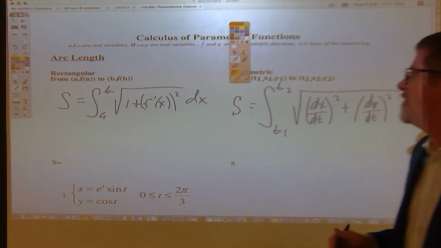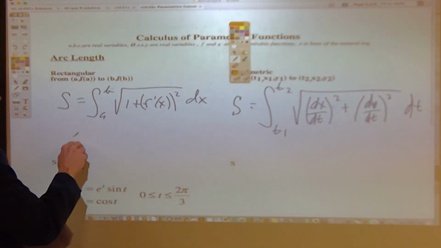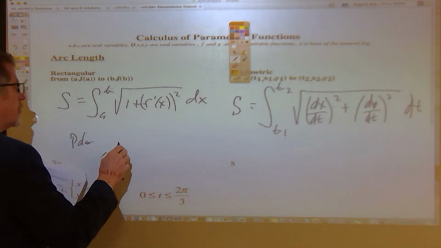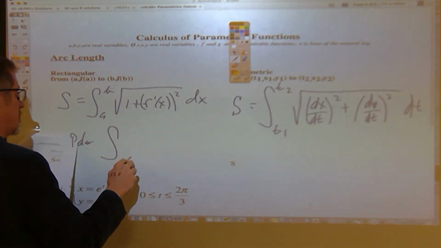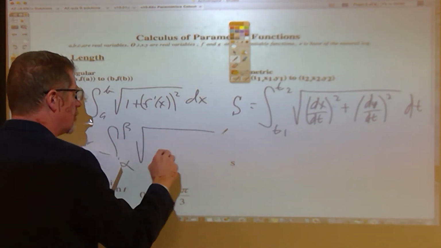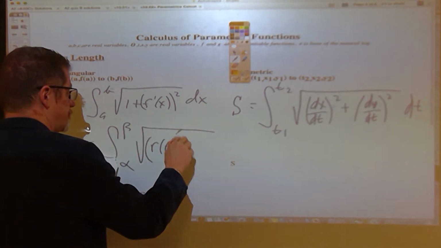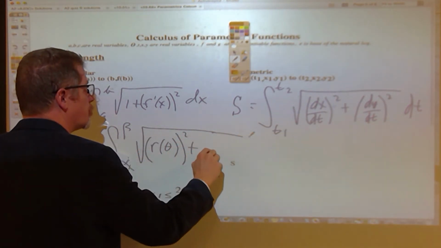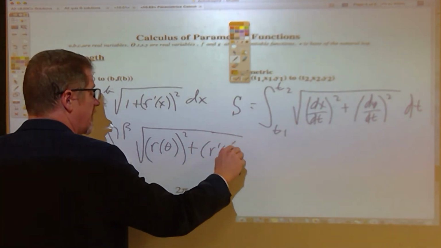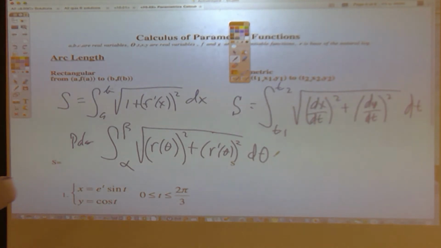While we're here, I'm going to give you polar arc length, even though we haven't reviewed polar functions yet. Polar arc length, so that you have all 3 formulas here in the same spot, is the integral from alpha to beta of the square root of r of theta, quantity squared, plus the derivative r prime of theta, quantity squared, and outside the square root is a d theta. You just want to make sure you have all of the arc length formulas for the course combined.